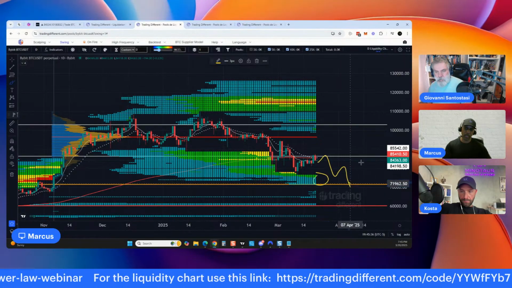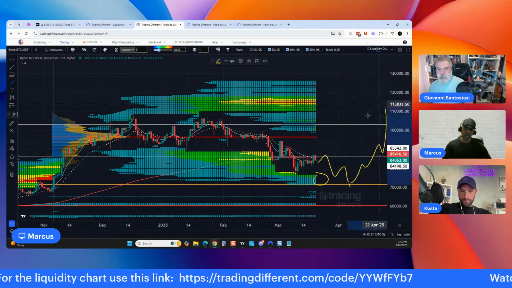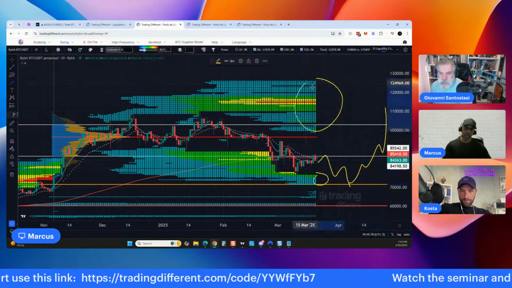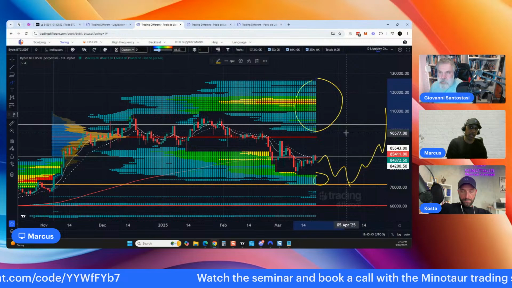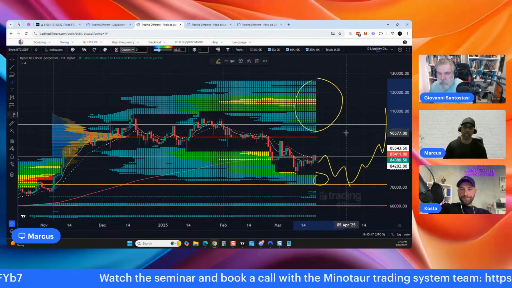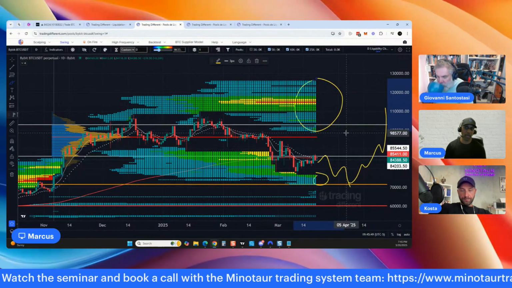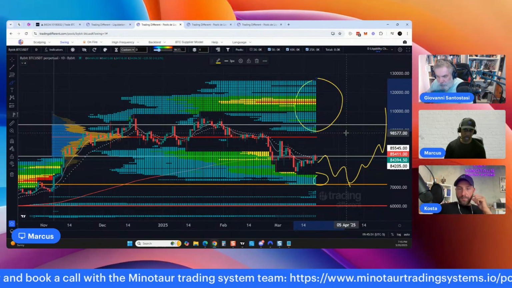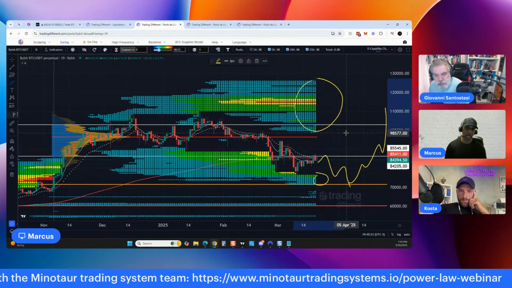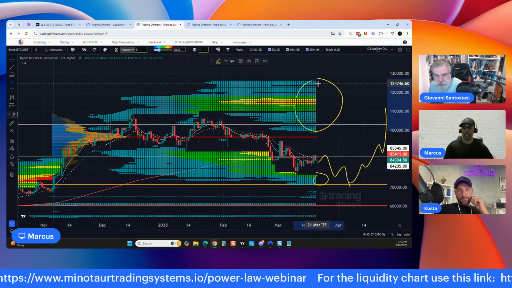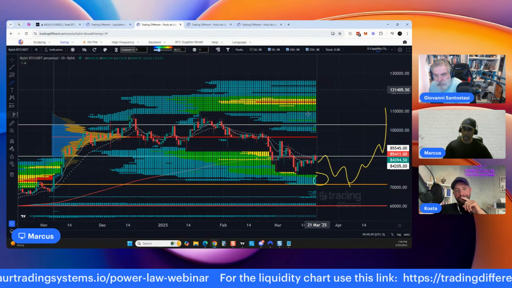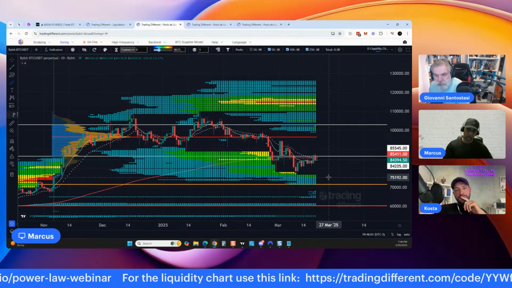And then we start the process of going to take this short side, which could take overall, I think, when we use the power law in confluence with this, it's very, very accurate, very, very highly informational. So the power law suggests about 80 days before we harvest the short side. And the liquidity heat map also agrees with that.